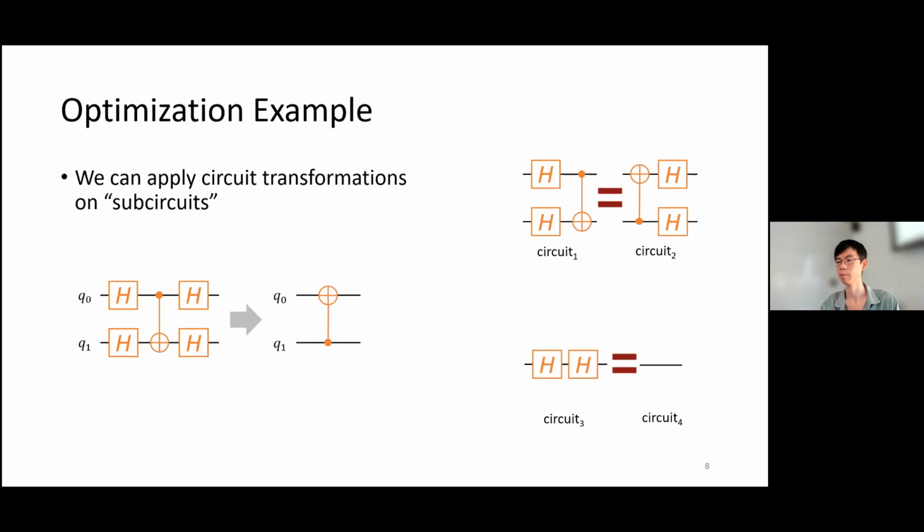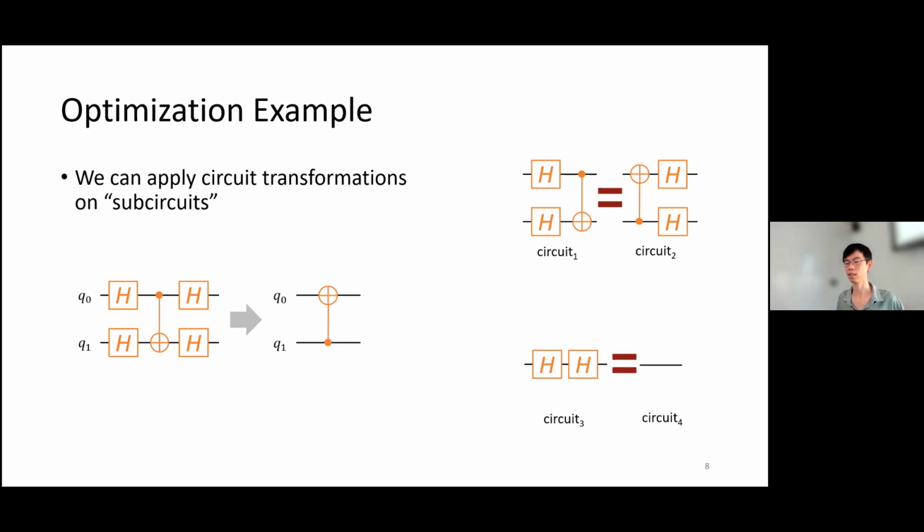Okay, so maybe let's look at an optimization example. If there are 4 Hadamard gates around a CNOT gate, then this is equivalent to flipping the control qubit and the target qubit of the CNOT gate.